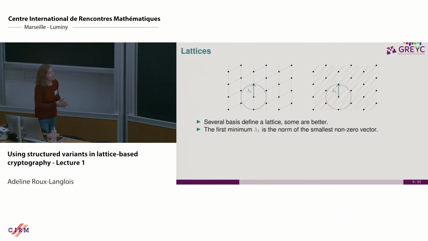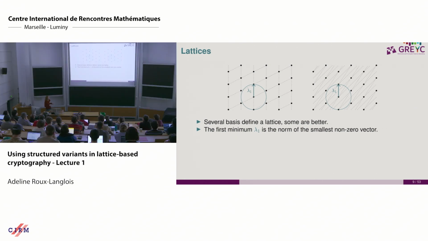We define the first minimum as the norm of the shortest non-zero vector of the lattice. I will always consider the Euclidean norm. And the first minimum depends only on the lattice, not on the basis. For a lattice you define the first minimum, and it does not depend on the basis.